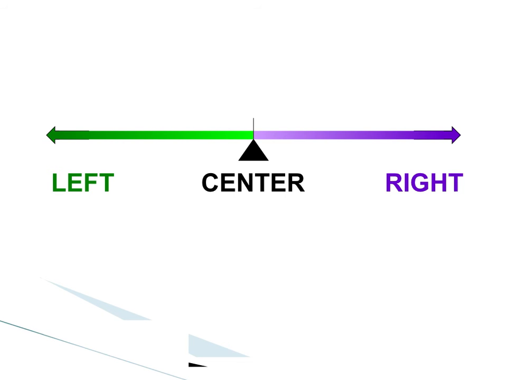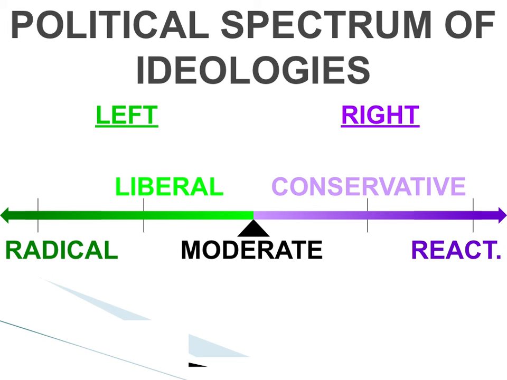Here's that old school political spectrum that I was talking about. On the left, generally Democrats, on the right, generally Republicans. And you can see even further out on the spectrum where radicals and reactionaries fall. I'm not going to test you on the radical versus the reactionary, but I just wanted you to see what the old school spectrum looked like.